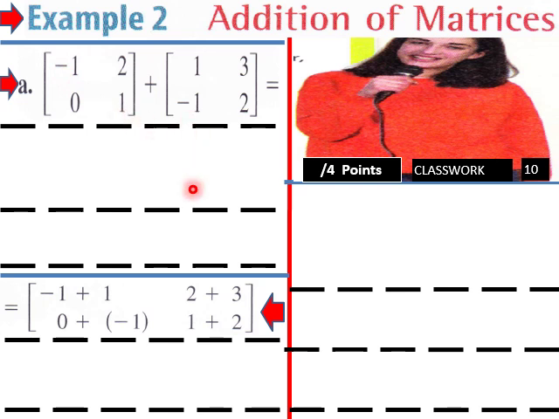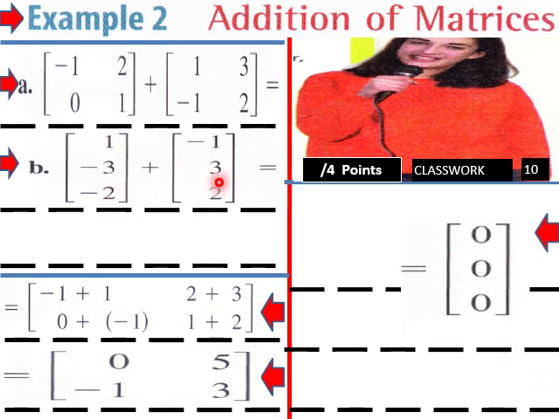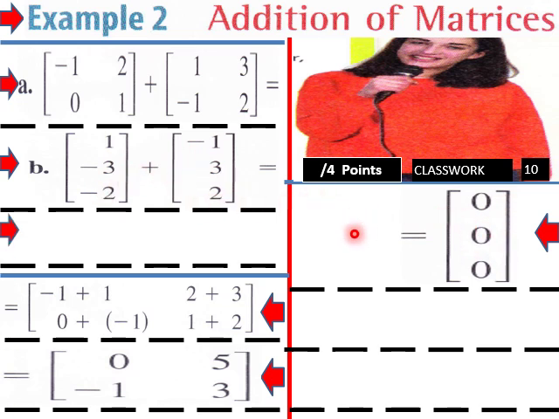They're the same dimension. They're 2 by 2, so they can be added. And then once you add these different positions of your matrices together, this becomes 0, this becomes -1, this becomes 5, and that one becomes 3. So that'll be an addition of these two matrices here. And then B here would be 1, -3, -2. This is a column matrix, and then plus -1, 3, and 2. So how would we add that? That would be 1 and -1, 0, -3 and 3, 0, -2 and 2, 0. So the addition of that would be 0, 0, 0.